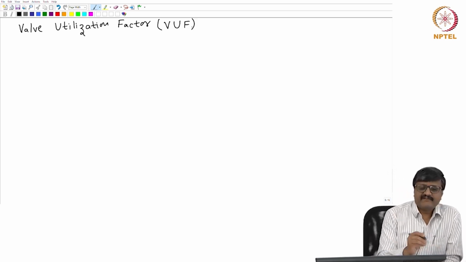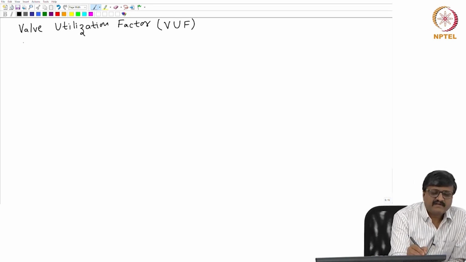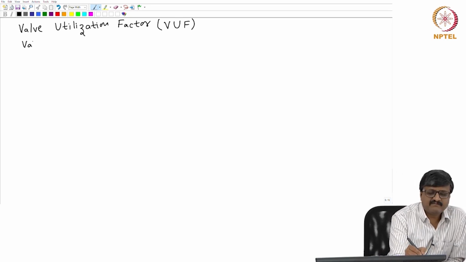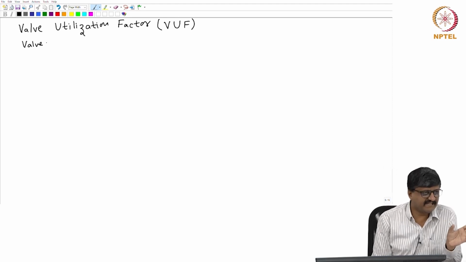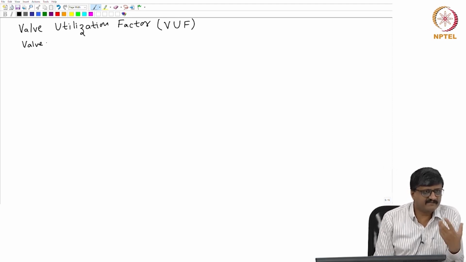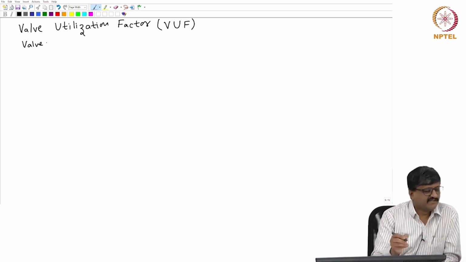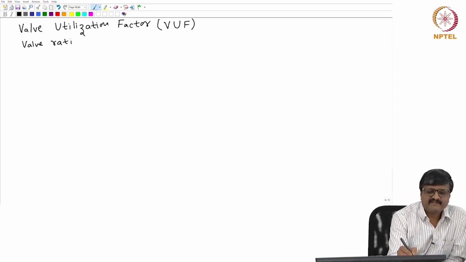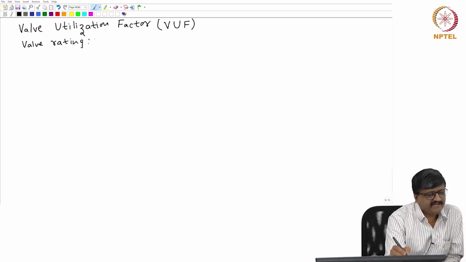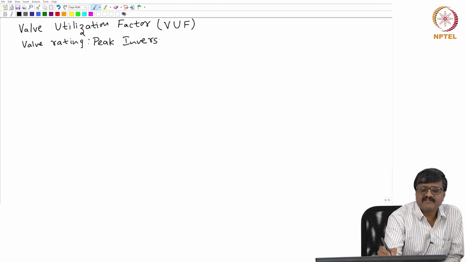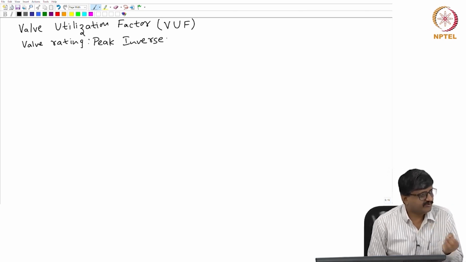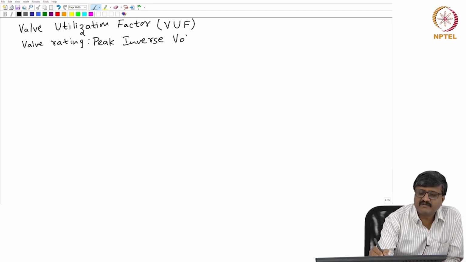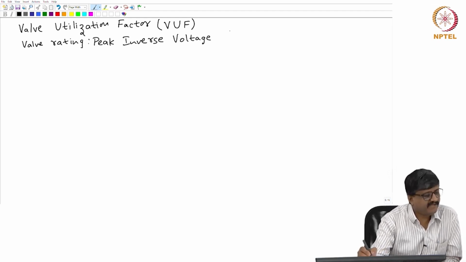For this, I need a few more definitions. I need one of the valve ratings. Normally the full term is thyristor valve. As I said, a thyristor valve is nothing but a series combination of individual thyristor devices. One of the valve ratings is the peak inverse voltage. The peak inverse voltage is the voltage of the cathode with respect to the anode, the peak inverse voltage, PIV.